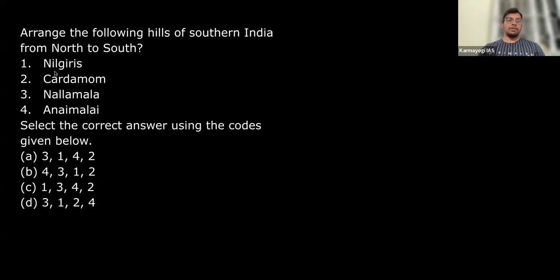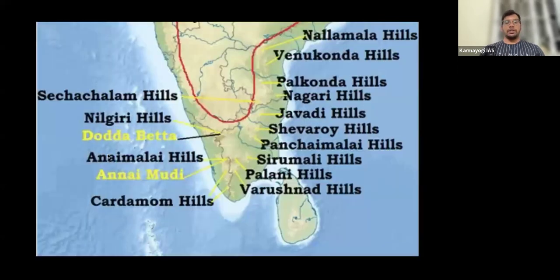So on the north side, Nilgiri is in Tamil Nadu, Nallamala is in Andhra Pradesh, so it will be the northernmost. So 3 should be first and the Cardamom should be south. So we got the answer, that is A. Fine, it's a very easy question if you know the basics of hills. So we have Nallamala at the top in Andhra Pradesh, and then we have Nilgiris in northern Tamil Nadu, and then Annamalai Hills in northern Kerala, and then southernmost we have Cardamom Hills. So the answer is A.